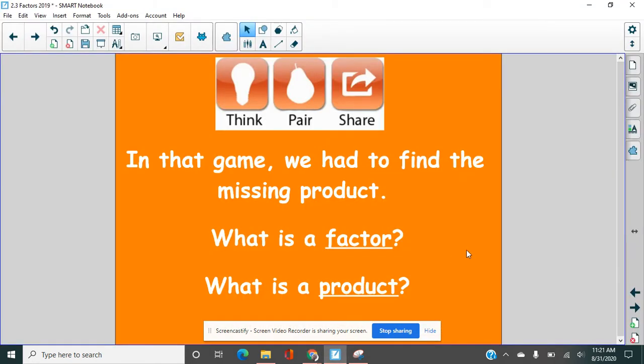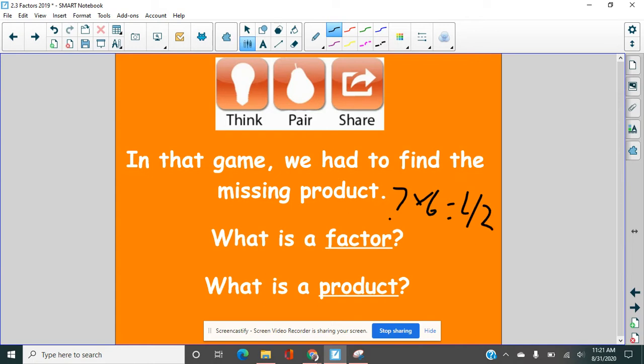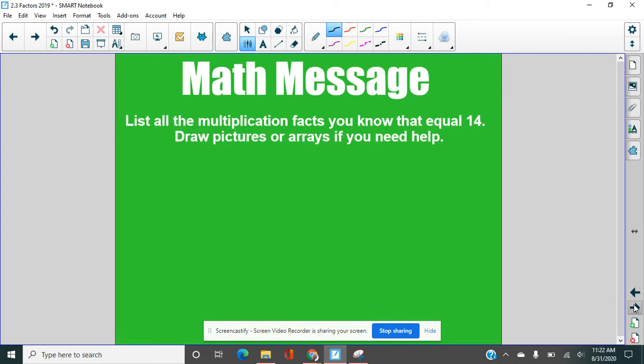So what we're going on to talk about today is what factors and products are. So in that game, we had to find the missing product, right? Product is the answer in a multiplication problem. The factors are the numbers that I am multiplying together. So if I had a multiplication fact like 7 times 6 equals 42, these are the factors, 7 and 6, and this is the product. And what we're going to be working with today are factors.